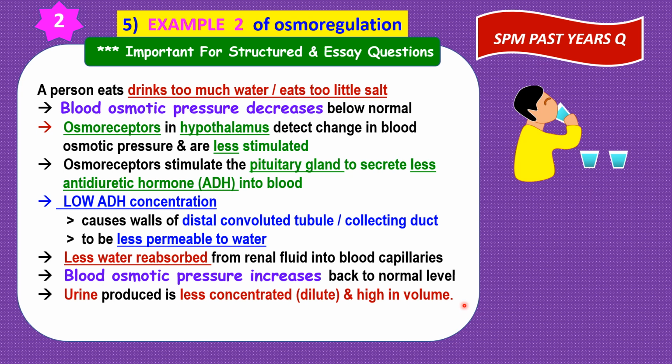Okay, then the urine is different because less water is reabsorbed, so more water is now excreted in the urine. So the urine is less concentrated, that means dilute, and high in volume.